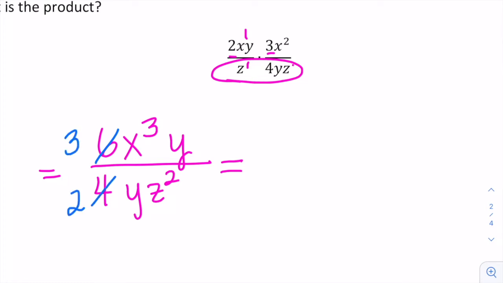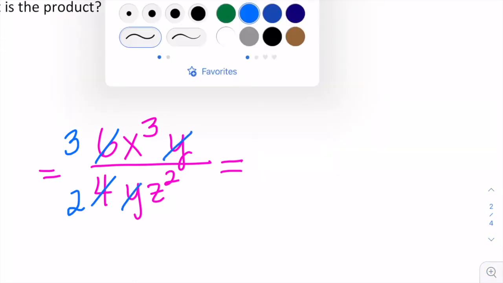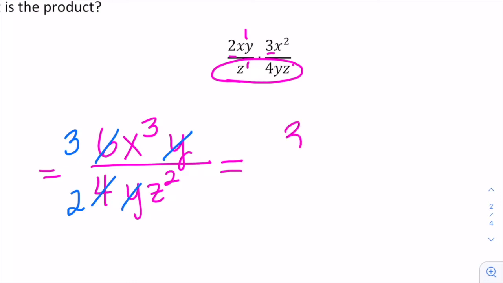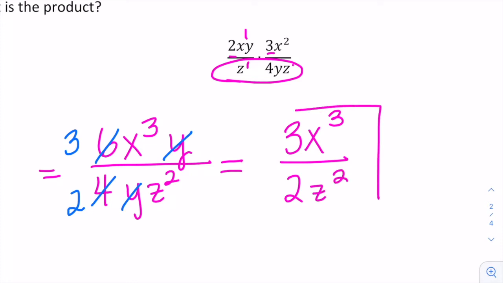I like using different colors because it helps us see it a little bit more clearly. And then look at the variables. The only variables that are in common are the y. They both have one y. So I'm going to cancel those out. And we're left with 3x cubed in the numerator and 2z squared in the denominator.